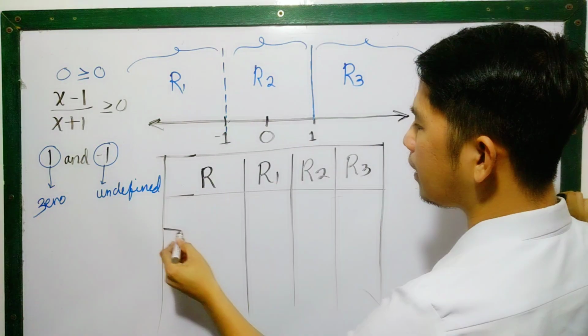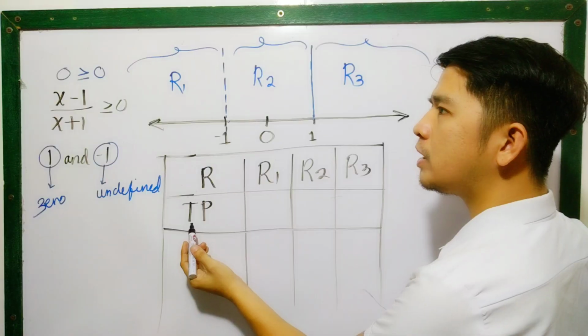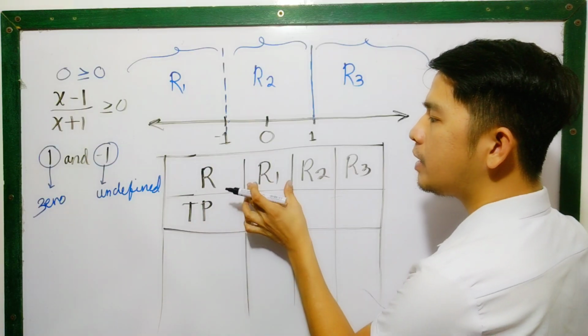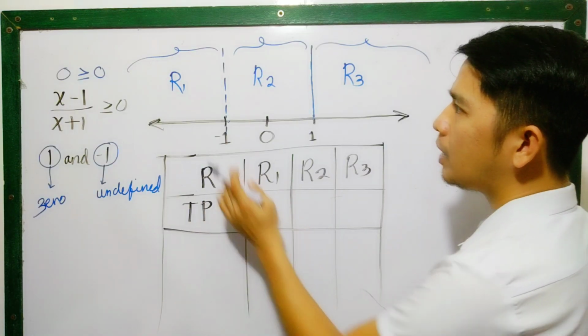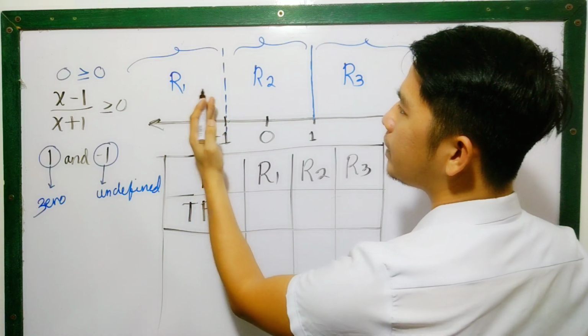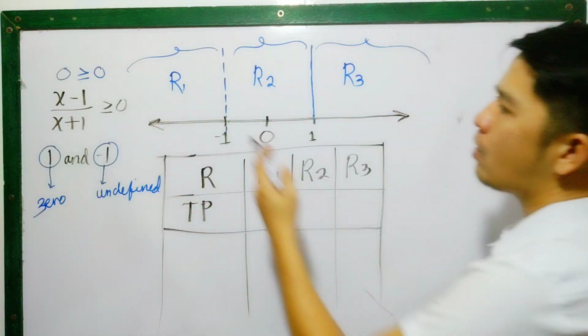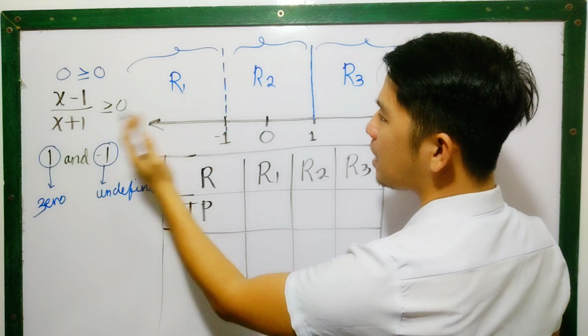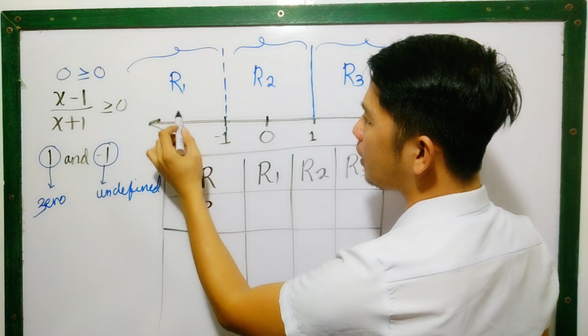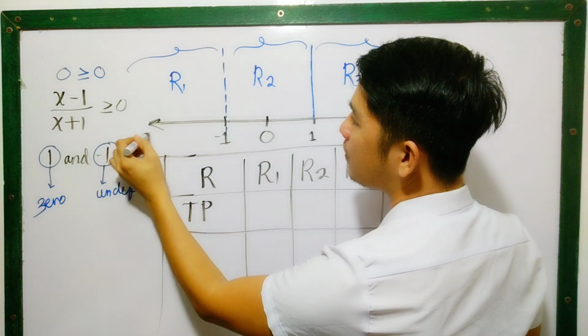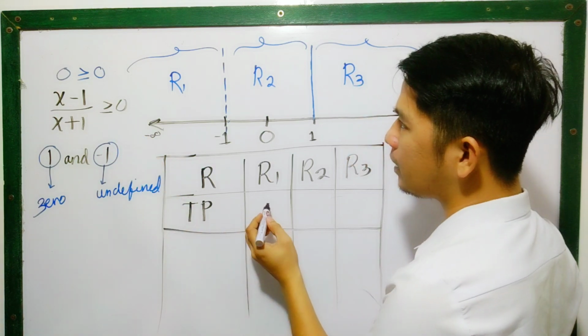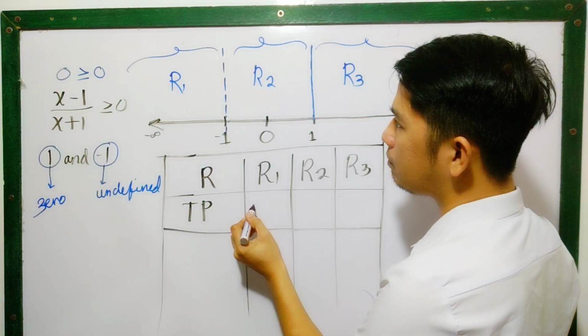Okay, so next natin, dito kukuha tayo ng number na nasa region 1. Ito ang region 1. Ano-anong number ng nakapaloob dito? Okay, so kung titingnan nyo, makikita nyo dyan si negative 2, negative 3, negative 4, negative 5, negative 10, hanggang negative infinity. So, kuhanin na lang natin si negative 10.